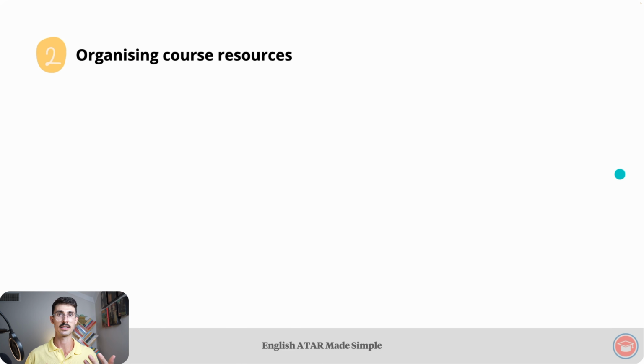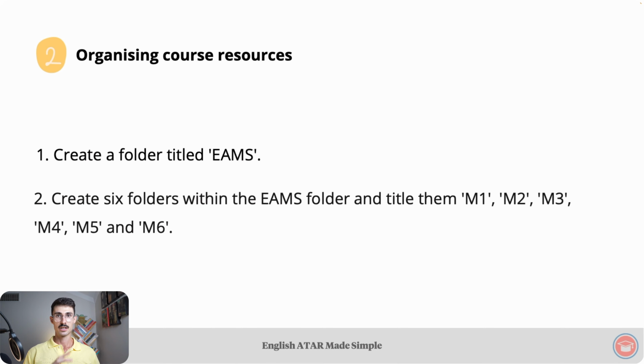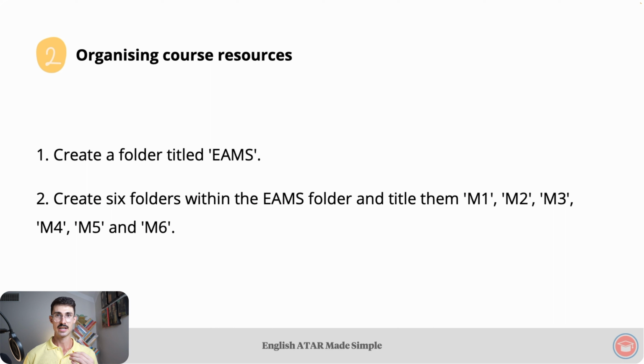How about organizing course resources? Why even bother talking about this? Put simply, you can't use these resources if you can't find where they are. Considering that, here is a nice and easy way that you can access these resources at a moment's notice. Firstly, create a folder titled EAMS. Number 2, create 6 folders within the EAMS folder and title them M1, M2, M3, M4, M5, M6, obviously standing for Module 1, Module 2, and so on.